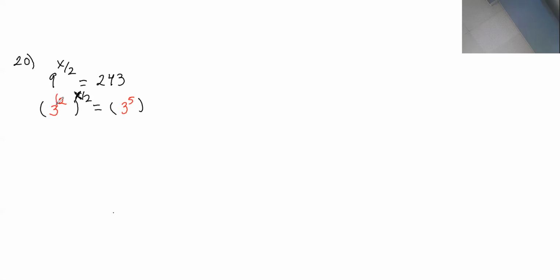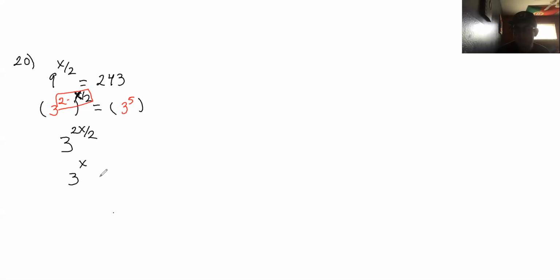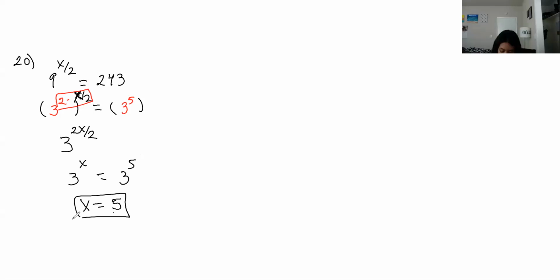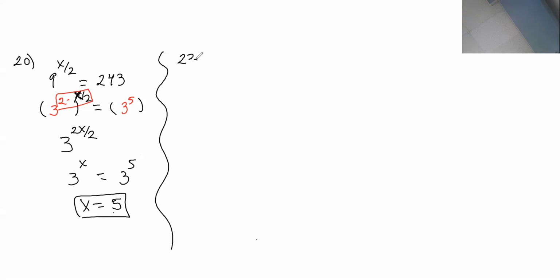Okay, I'm going to multiply 2 times x over 2. What does that give me, by the way? 2x over 2 is just what? Just x. So what does x equal, since the bases are the same? 5. x equals 5. Questions on that one before I move on to 23?